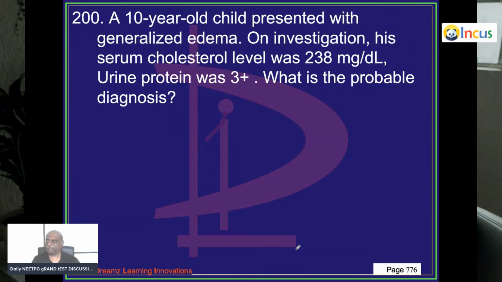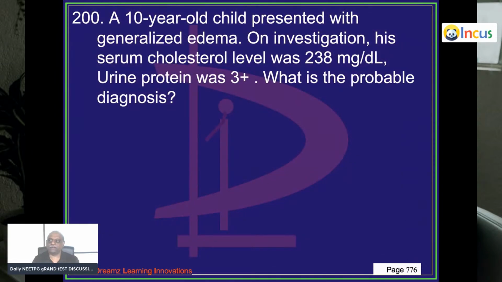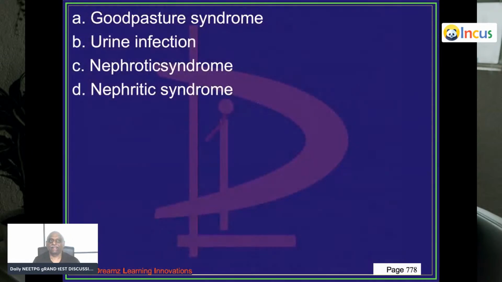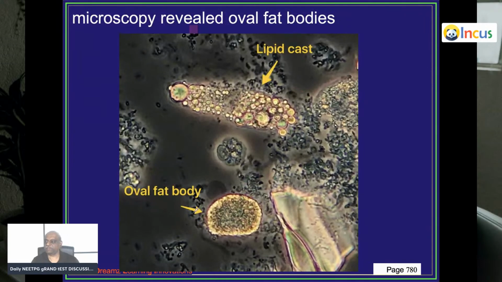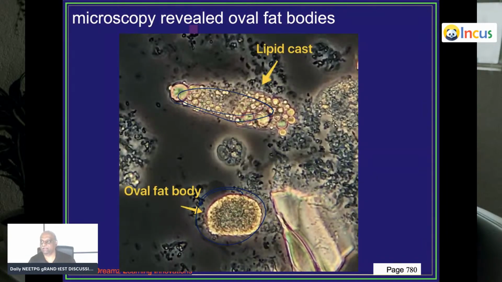A 10-year-old with generalized edema, serum cholesterol 238, urine protein 3 plus. What do you find? These are called fatty casts. In Goodpasture, hematuria is present. Why is proteinuria present? What are these called? Oval fat bodies. Lipid cast is a classical feature.